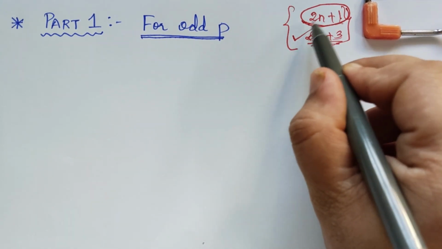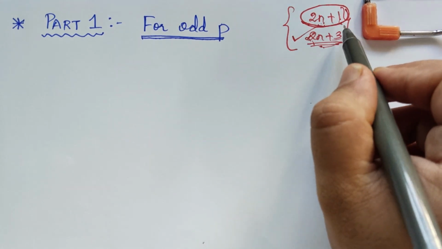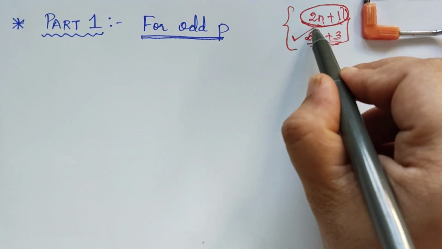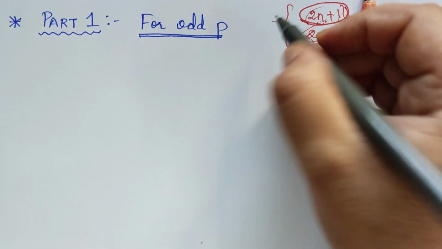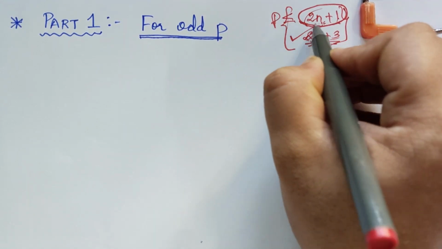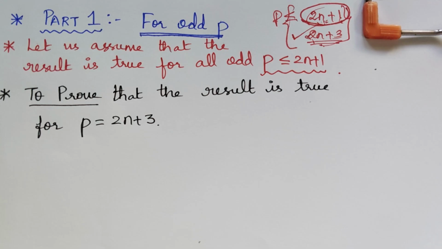So first let us assume that the result is true for 2n plus 1 vertices. That is, when P takes the value 2n plus 1 or less than that, for all P less than or equal to 2n plus 1, we are going to assume the result is true. So I have written that here.